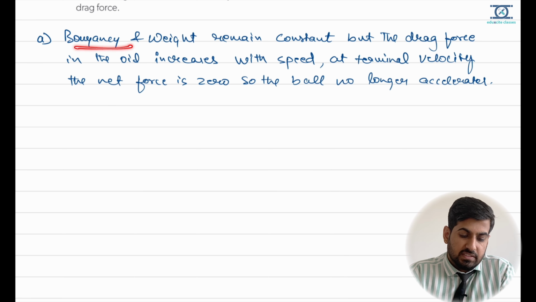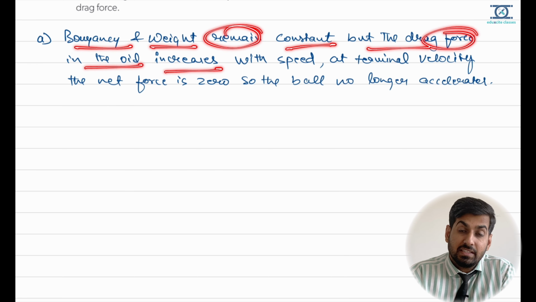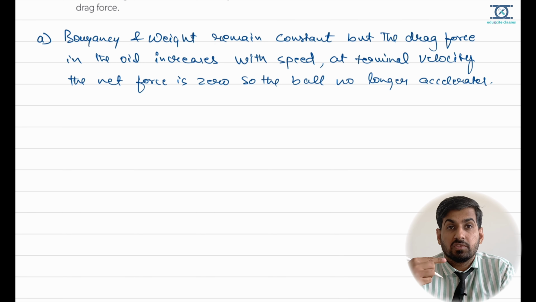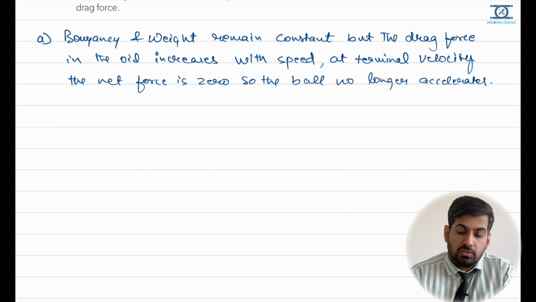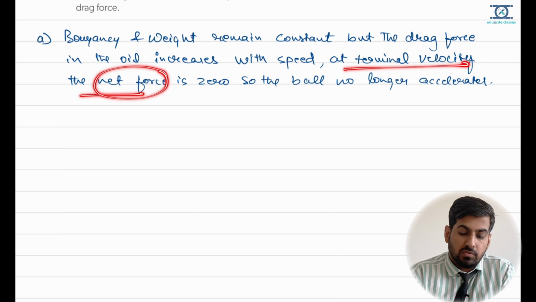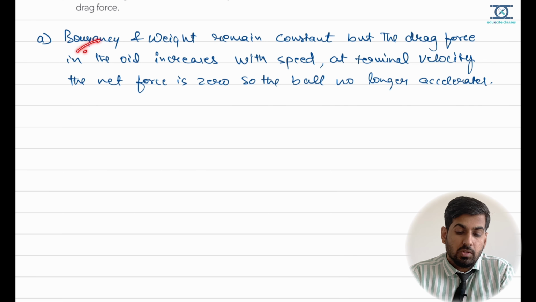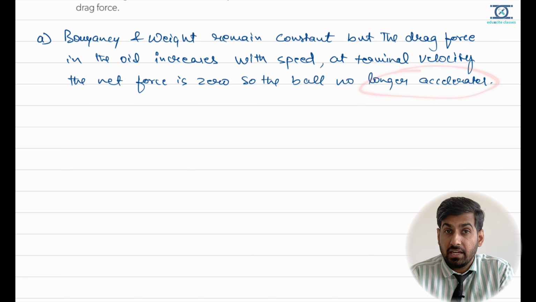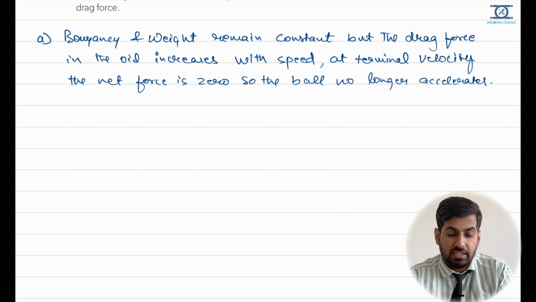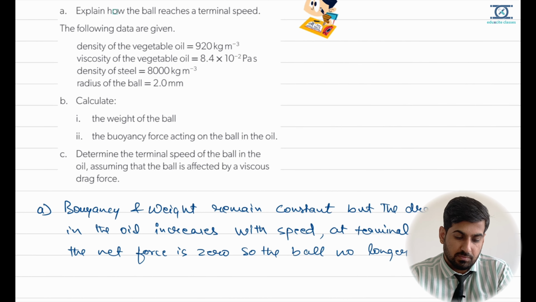Okay, so the buoyancy and the weight remain constant, but the drag force in the oil increases with the speed because the drag force is proportional to the speed. So at terminal velocity, the net force is 0. It means the weight of the object is equal to the buoyancy plus drag force, so that the ball no longer accelerates and it moves with the same constant speed in the downward direction. And that is what we mean by the terminal speed.